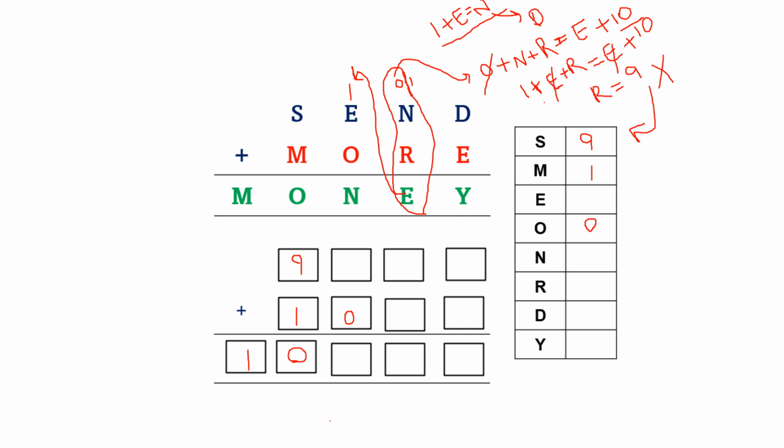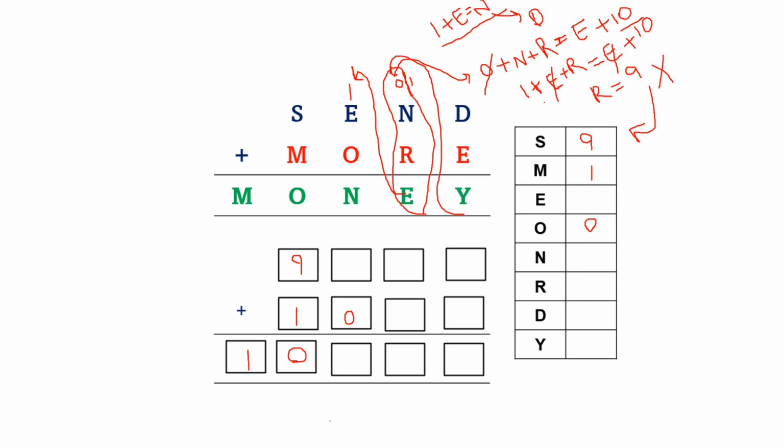So with this assumption, we are using this E plus 10. So assume you are not going to get any carry from this side, so the carry is 0. N plus R is equal to E, then it has to produce carry from the previous equation. Then we are going to add this E plus 10.